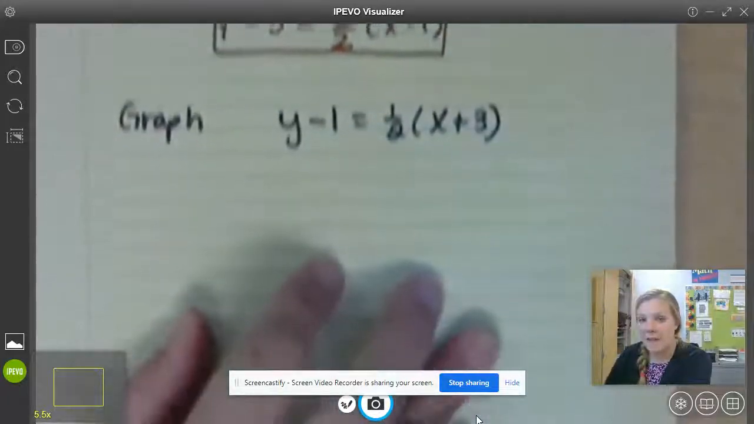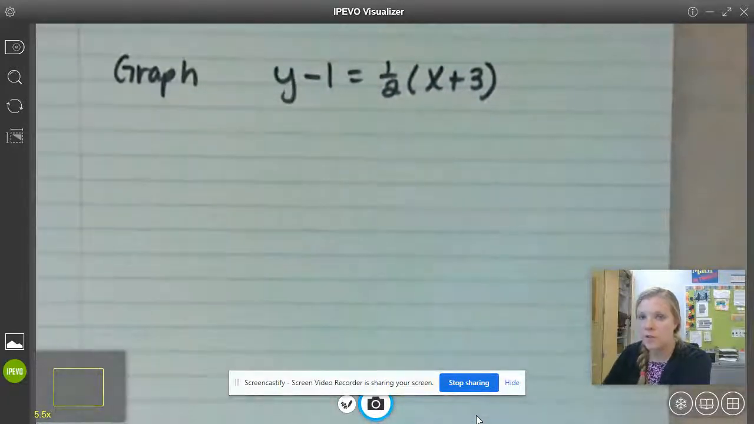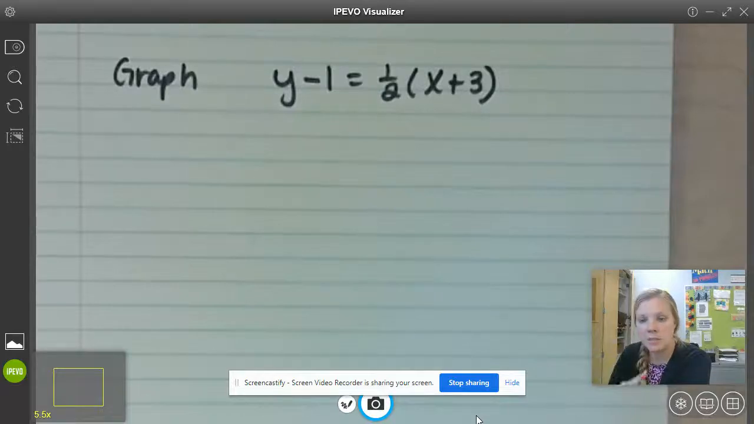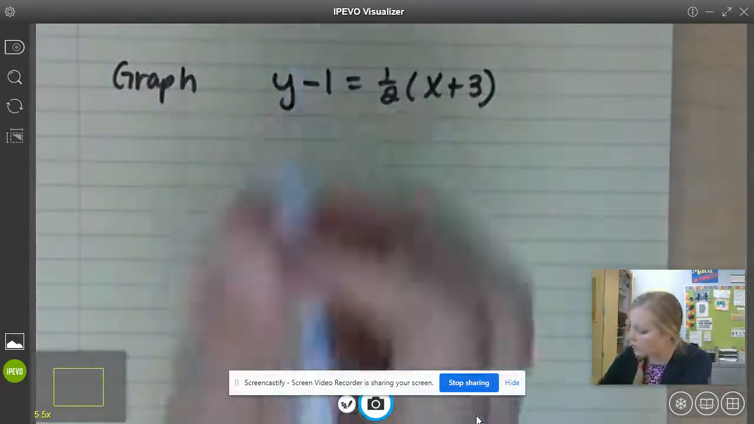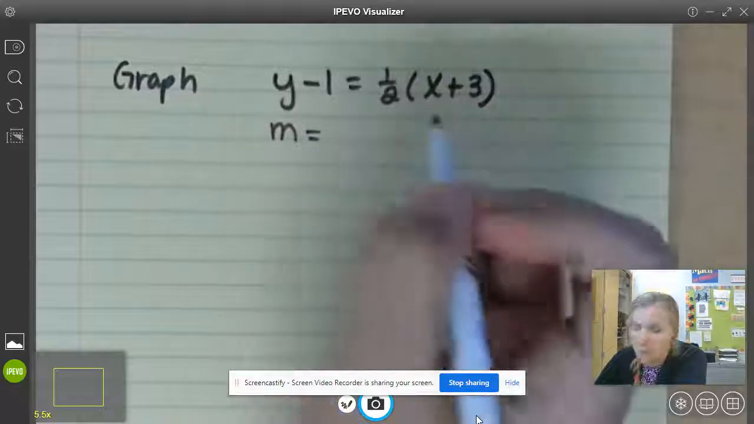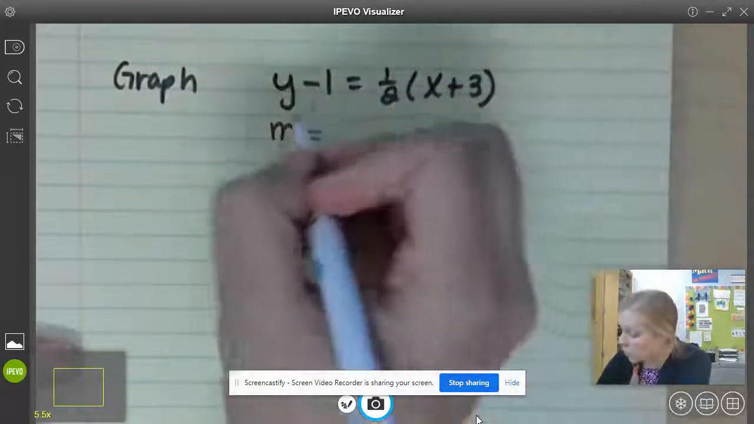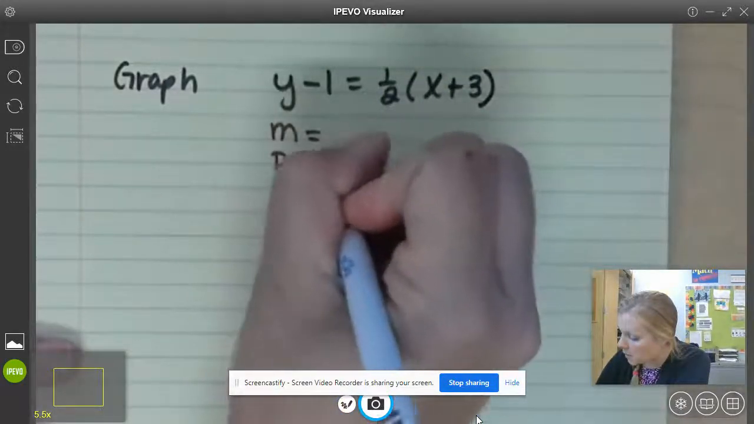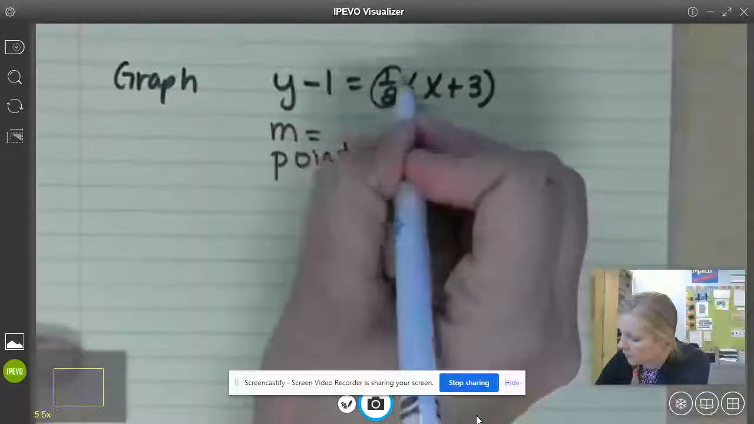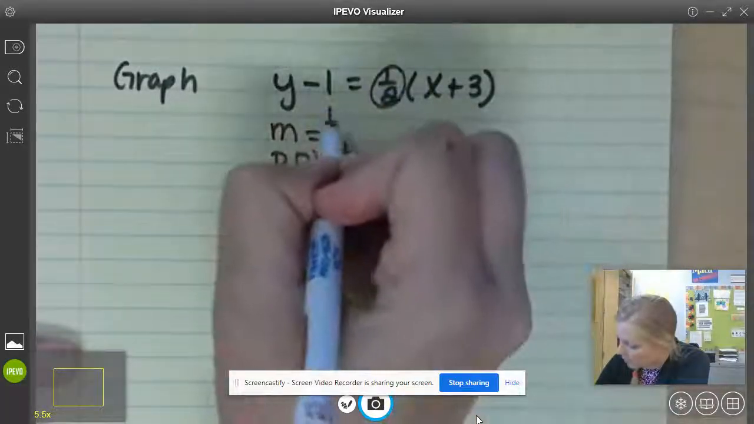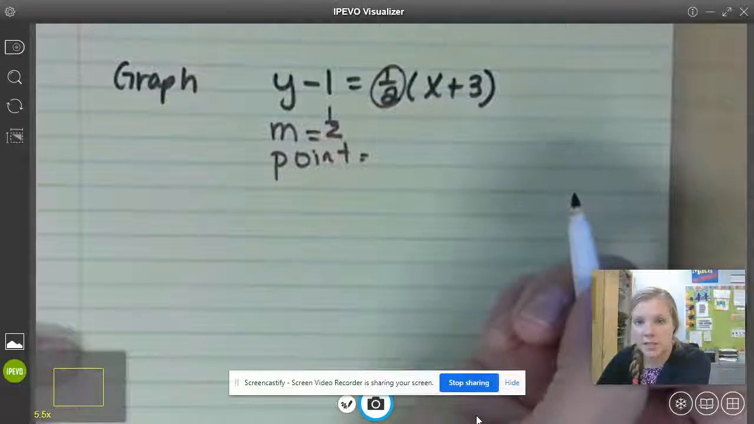Let's practice graphing it. When you're graphing, the first thing, just like with slope intercept form, you always wrote down the slope and the y-intercept. I want you to write down the slope and the point. The slope is pretty straightforward. It's 1/2. The point is a little tricky.